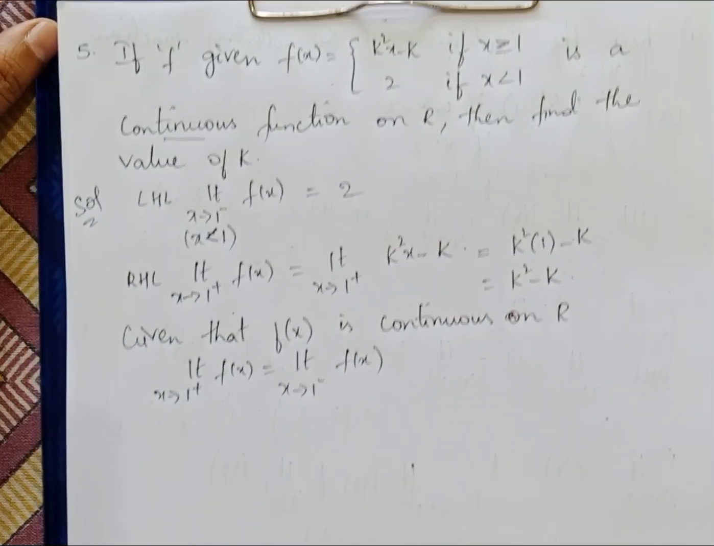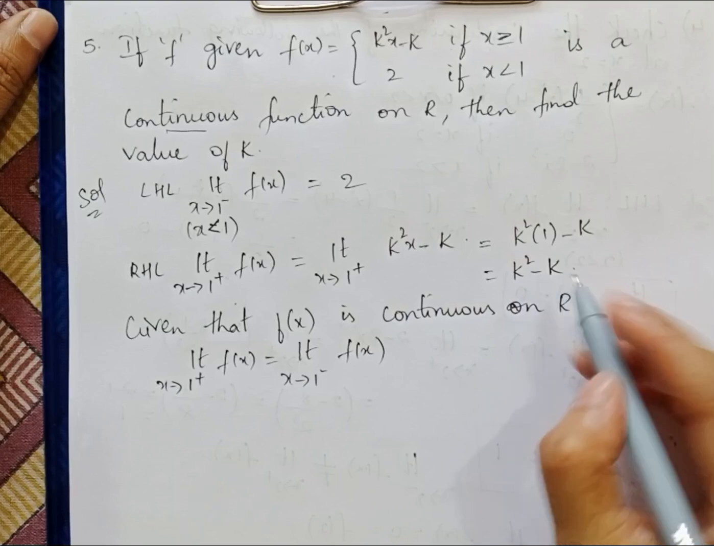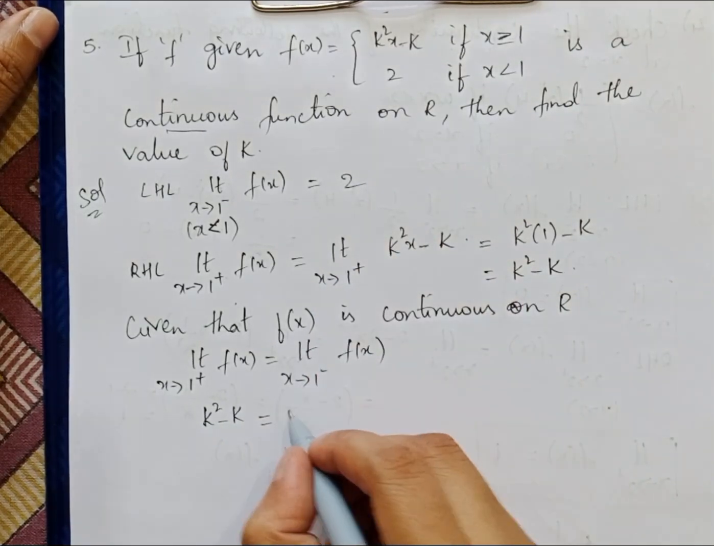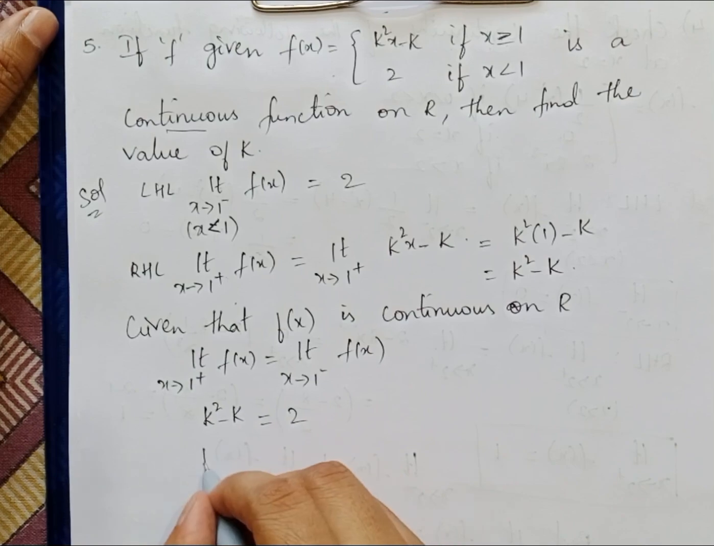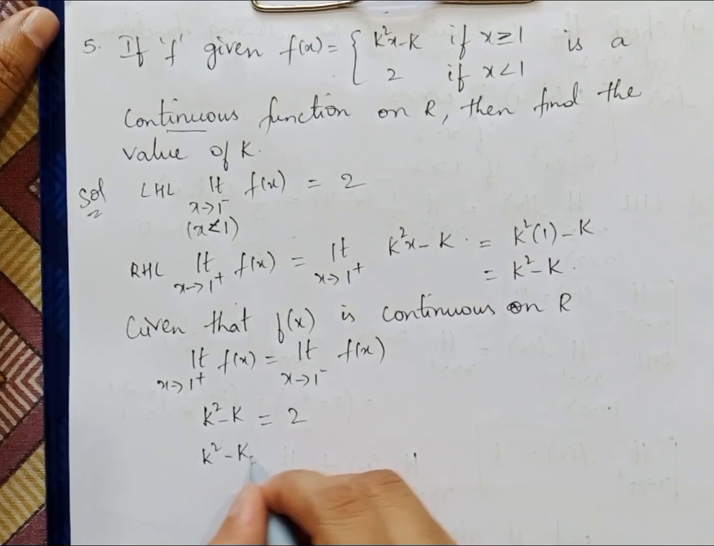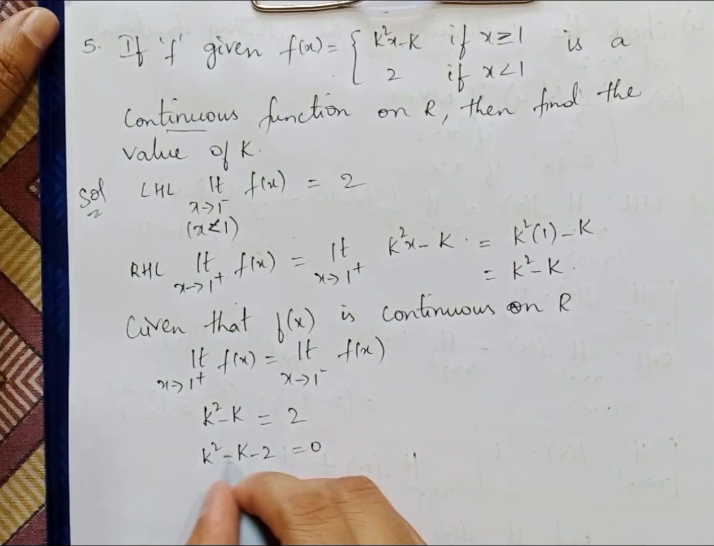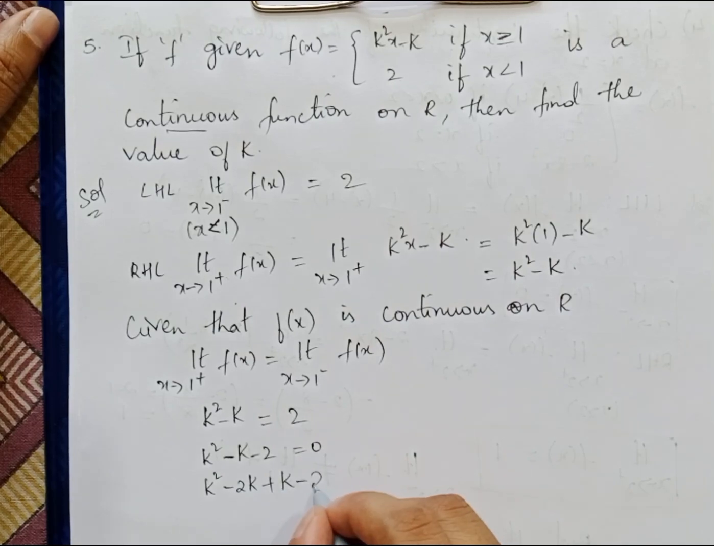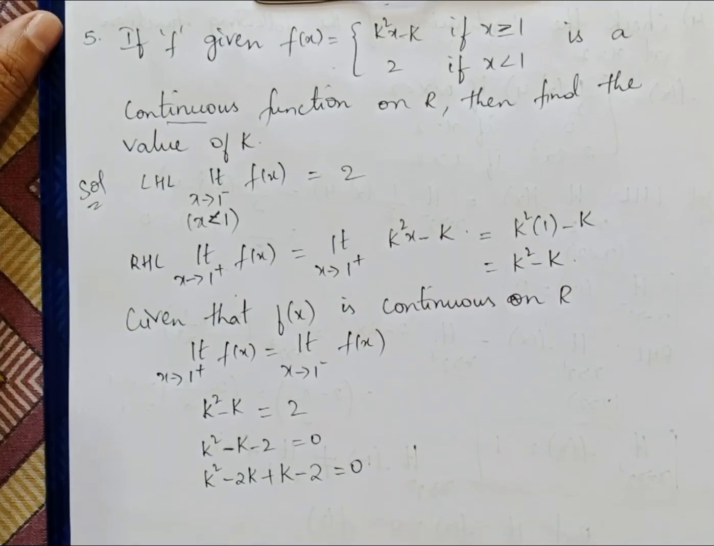So the positive value is k square minus k, and the negative value is equal to 2. Bringing the 2 here, it is minus 2 equal to 0. Factorizing it, since 2 ones are 2, we can write it as k square minus 2k plus k minus 2 equal to 0.